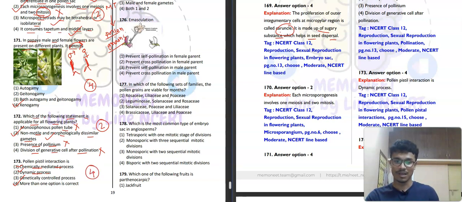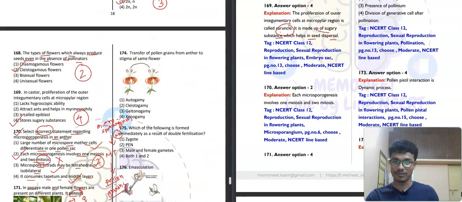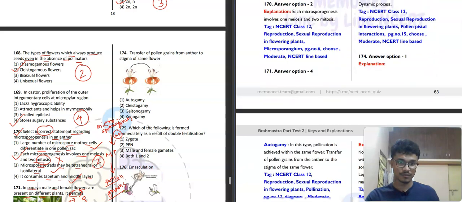Now moving towards the next question, 174. It is saying transfer of pollen grains from anther to stigma of the same flower. You can also see the diagram. In this type of pollination, it is achieved in the same flower. So transfer of pollen grains from anther to the stigma of the same flower is known as autogamy. So the first option will be our correct answer for this question.